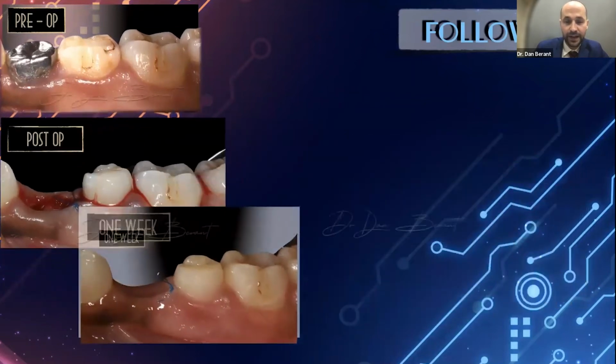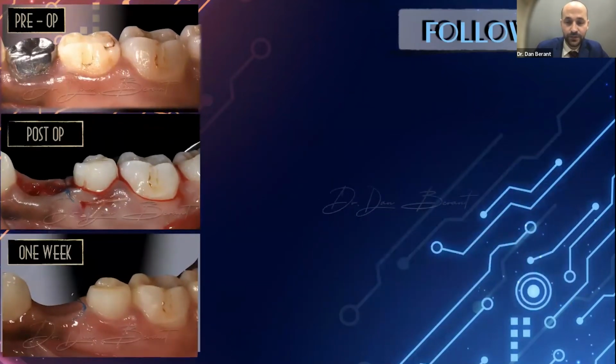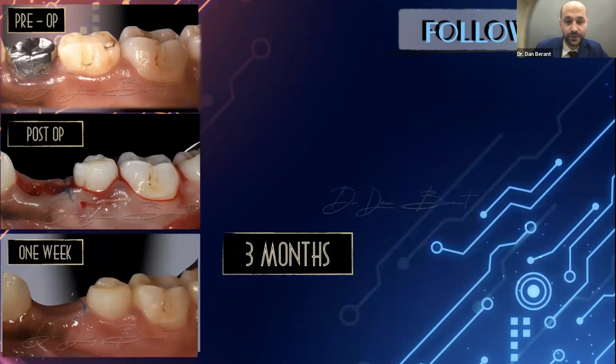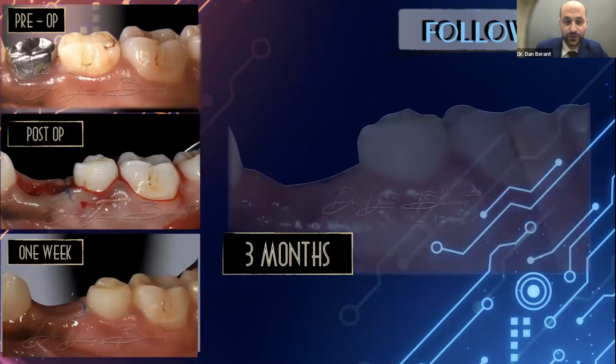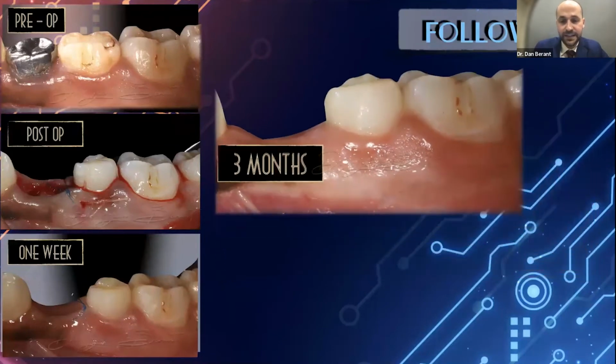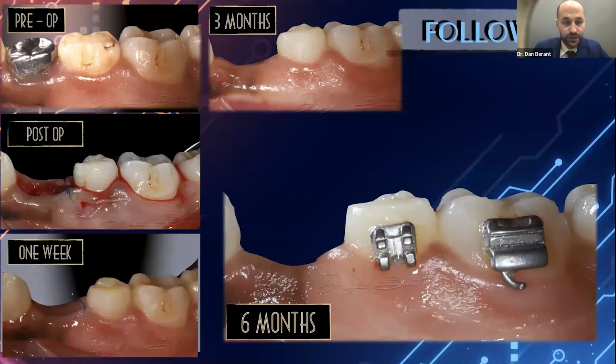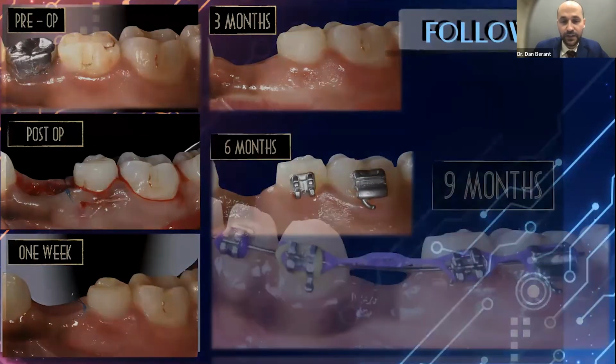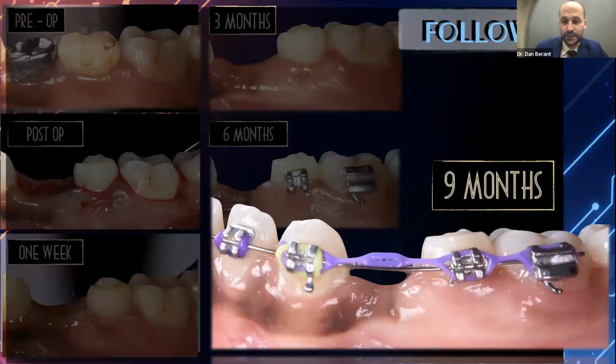And at 3 months, it's as if there was no surgery whatsoever. And it's hard to tell that that tooth doesn't belong there. At 6 months, we decided to begin orthodontic therapy and begin closing the space. And then here you can see an image of it at 9 months.